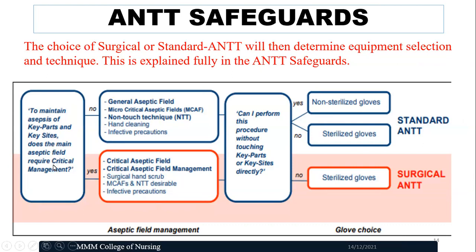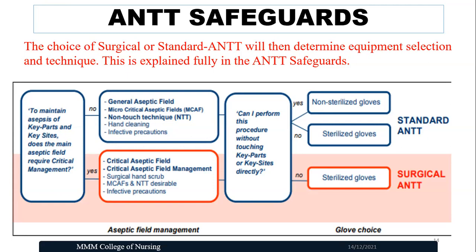Does the main aseptic field require critical management? If we ask ourselves this question, and the answer is no, then we have to go ahead with maintaining the general aseptic field, microcritical aseptic field, non-touch technique, hand cleaning, and infection precautions. And if the answer is yes to critical management, then we have to think about using the critical aseptic field management, surgical hand scrub, microcritical aseptic field, and the non-touch techniques are desirable. And we also have to follow the infection precautions.